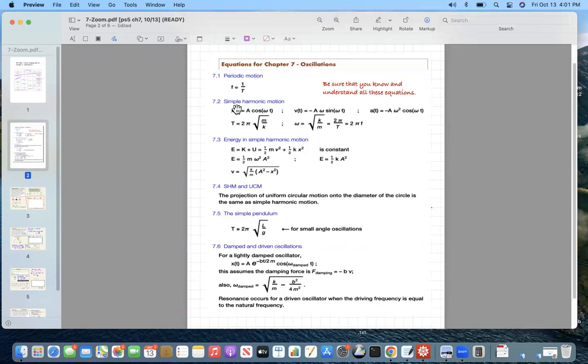Then there's the special case of simple harmonic motion. That's periodic motion where there's a definite frequency. So the function, let's say the position as a function of time, will be sinusoidal.